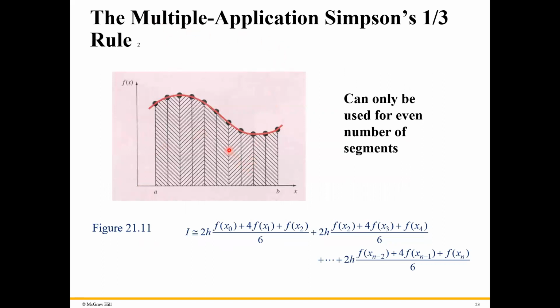So here we can see the multiple application of the Simpson's 1/3 rule. If we take these multiple segments, we can add the area under the first segment, the area under the second segment, and the area under the third segment. For the first segment we have x0, x1, x2. For the second segment we have x2, x3, x4, and so on. So in here, we will see that this third point will be repeated twice. That means there will be a coefficient of 2 with that point.